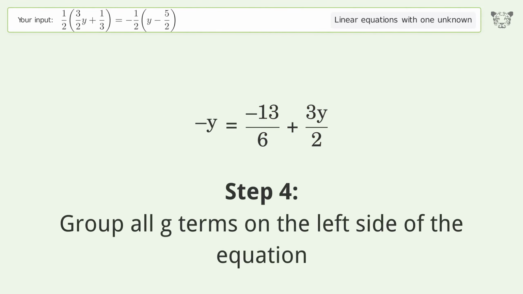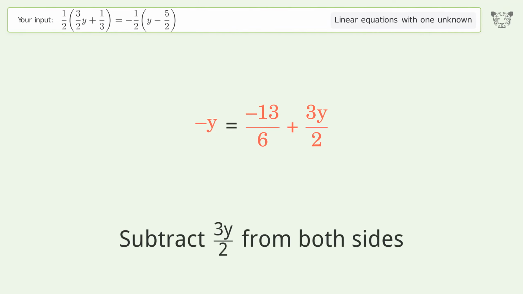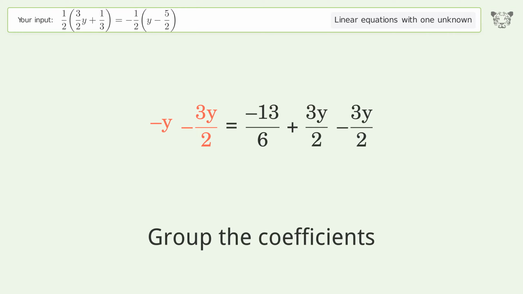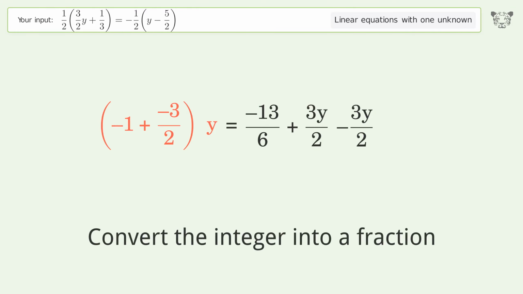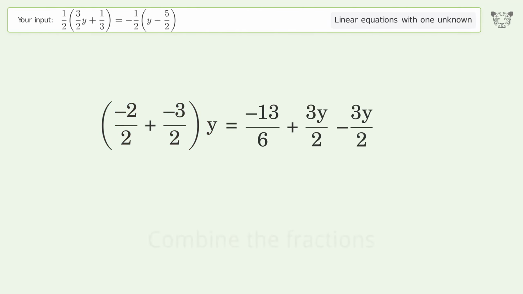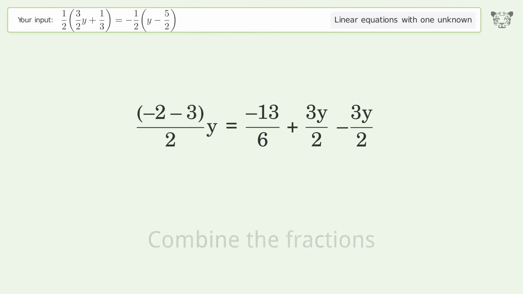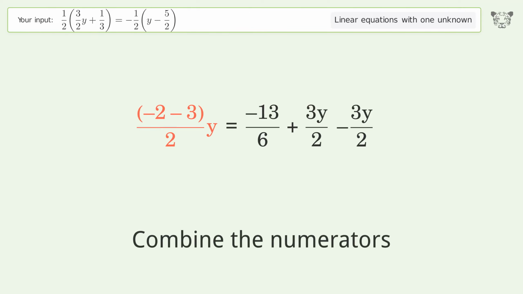Group all g terms on the left side of the equation. Subtract 3y/2 from both sides. Group the coefficients. Convert the integer into a fraction. Combine the fractions. Combine the numerators.